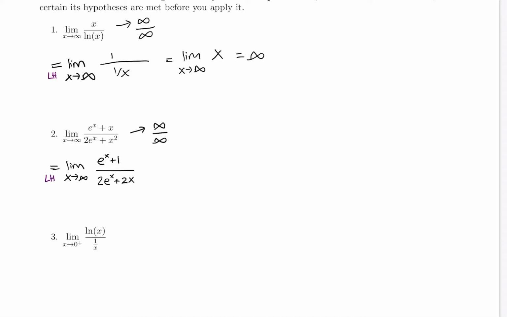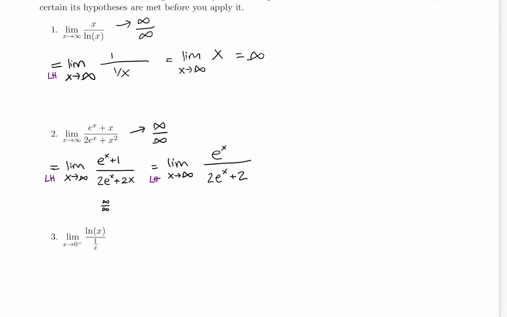And what happens now? Well, again, I see that the numerator is going to infinity, the denominator is going to infinity. So again, I get infinity over infinity, which means I can use L'Hopital's rule again. So once again, I have the limit as x goes to infinity. Now in the numerator, I'll get e to the x. In the denominator, I'll get 2e to the x plus 2. At this point, I can use L'Hopital's rule again, because again, I have infinity over infinity.